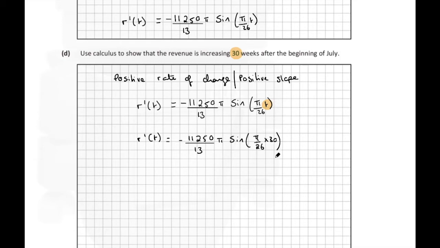And what we will get if we put all of that into our calculators is we're going to get 402.164 pi, which is going to be equivalent to 1263.44. That value is not negative, it's greater than 0. If it's greater than 0, it's a positive. And if it's a positive rate of change at that particular point, then it is increasing, which is what they wanted us to show here.